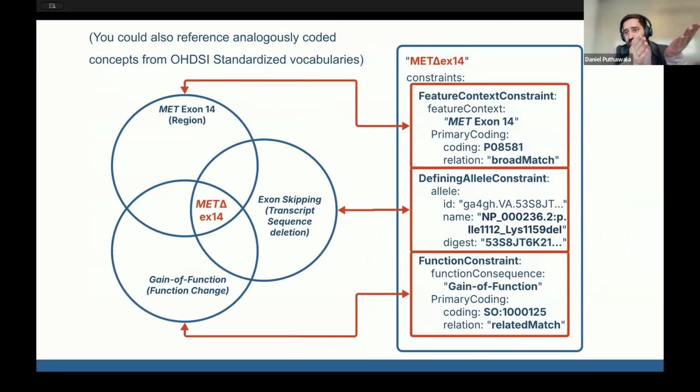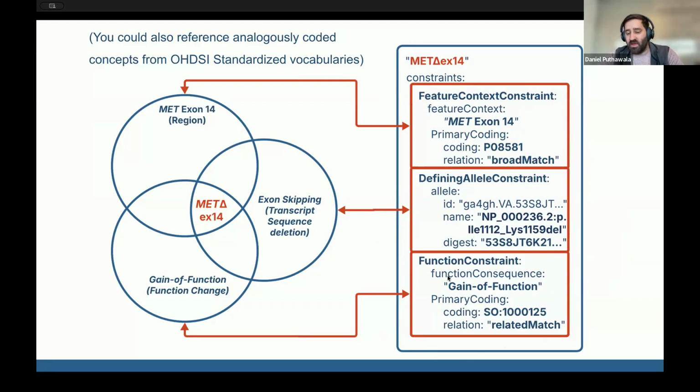So this particular variant in Cat-VRS might look something like this, where now we have that same name, but it's just a name. And what we mean by that is captured by these three modular little buckets of information. So the first top one is telling the computer, hey, we're talking about something that's in this place we're going to call MET exon 14.